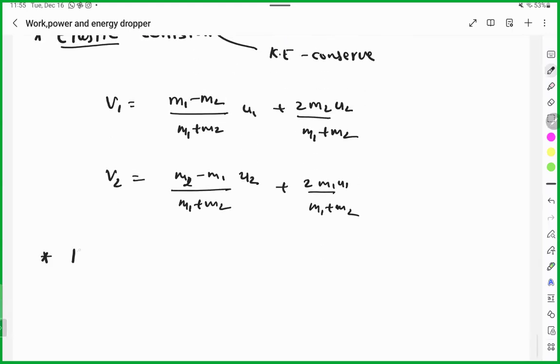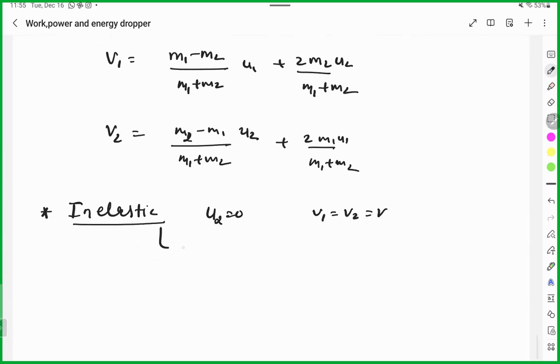In case of perfectly inelastic collision, what happens? One body is not moving, and the final velocity V1 is equal to V2 is equal to V. That is the situation. Everything else, you can apply the linear momentum conservation rule.